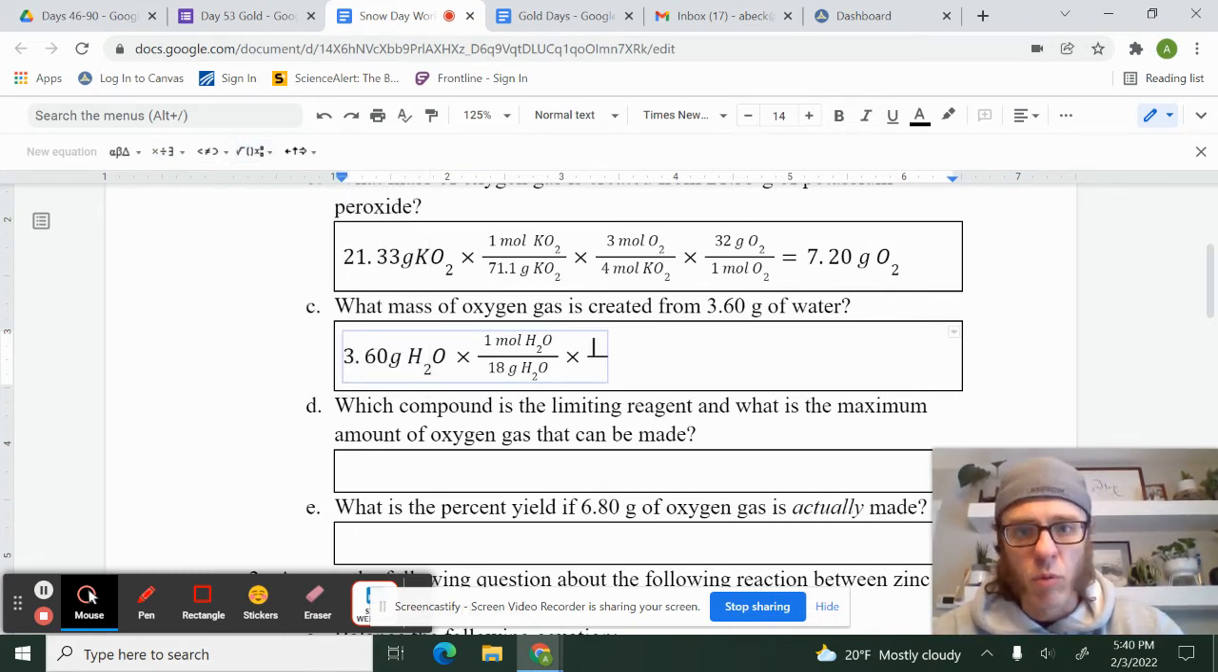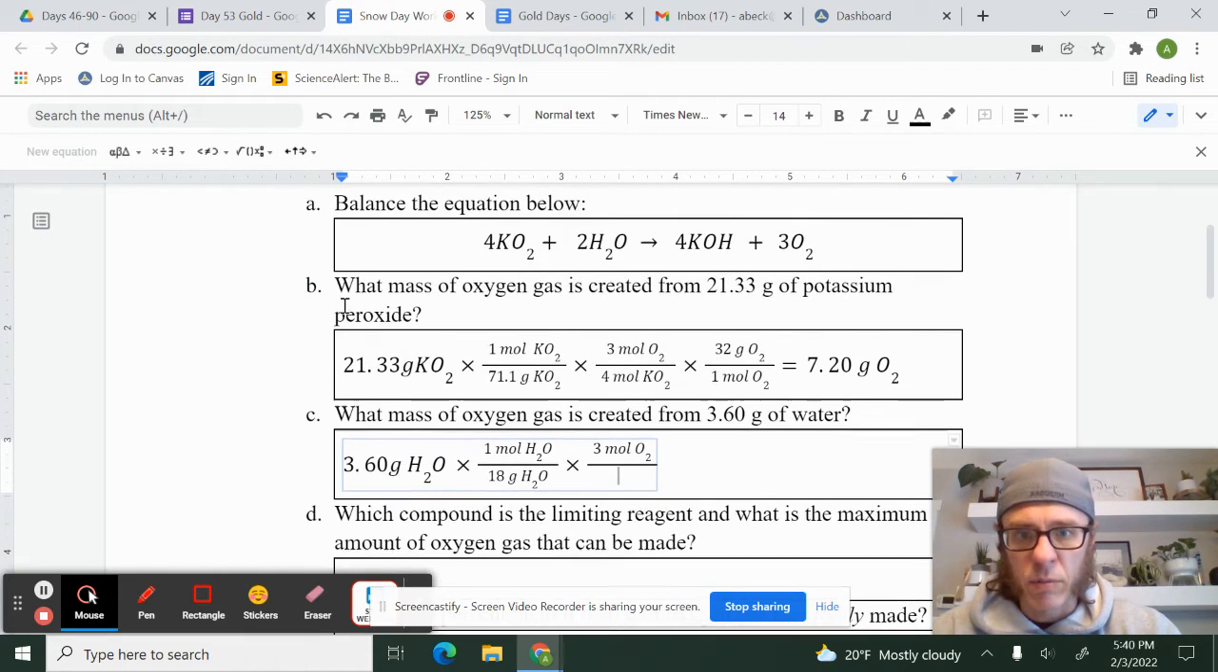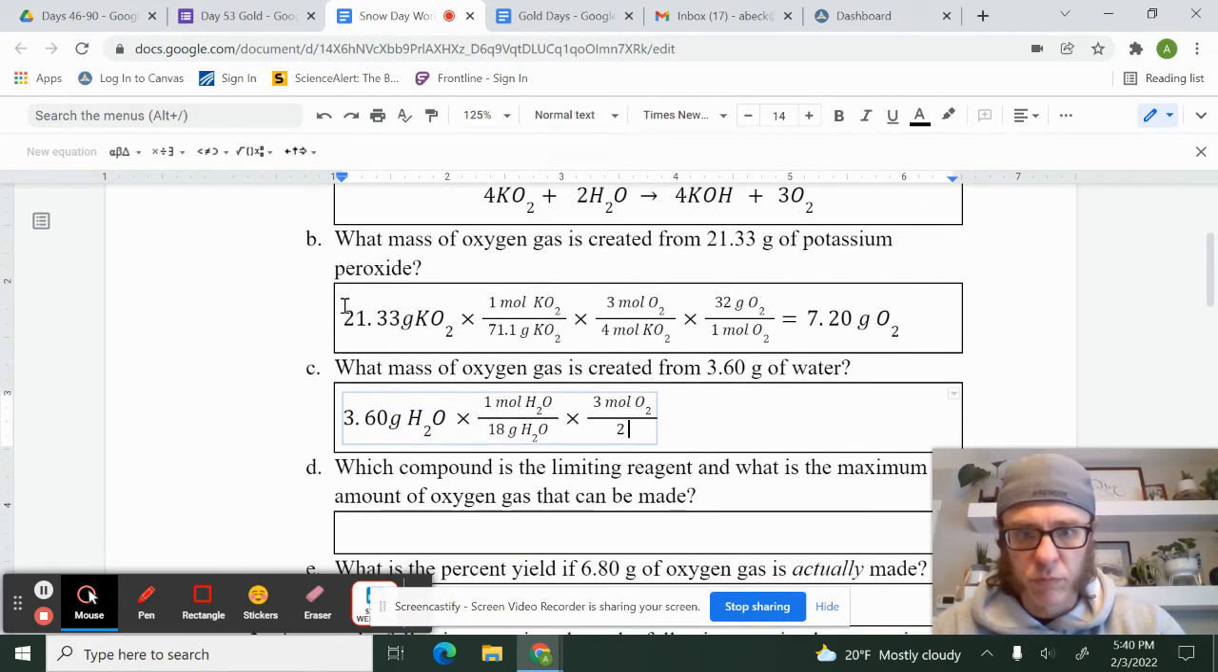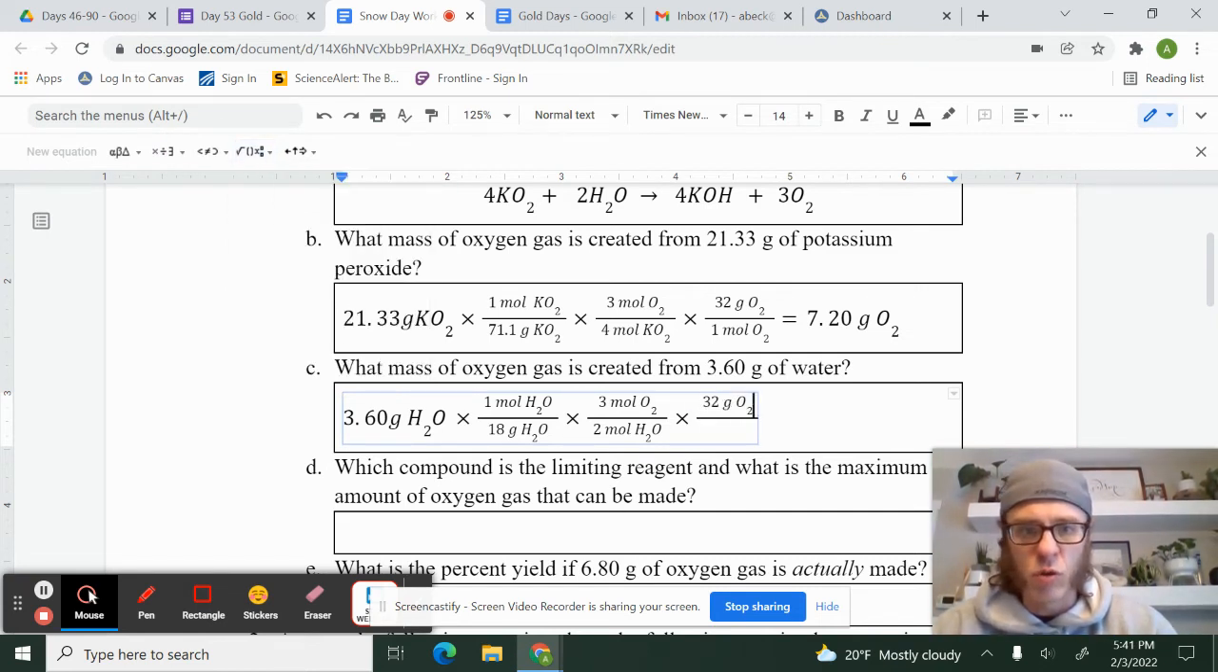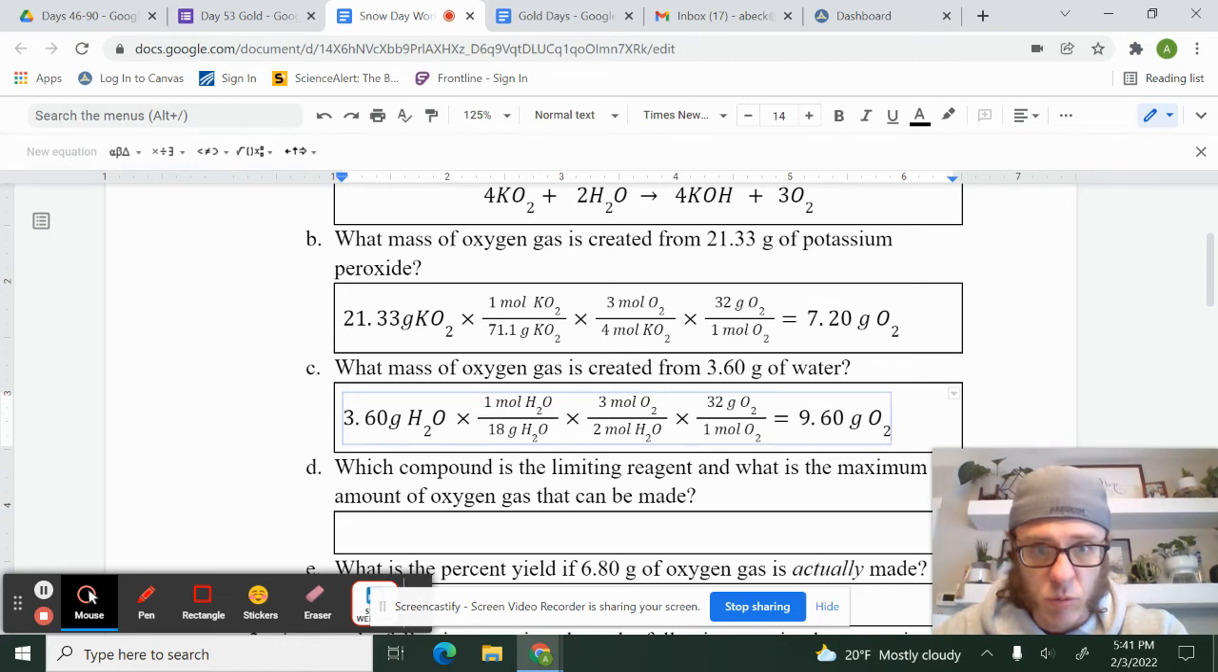Lovely. Now we need our mole ratio. I have 3 moles of O2 per, I forgot here, we're going to zoom back up, 2 moles H2O. Then we're going to multiply this again, get a fraction sign in there. Exciting. We're going to get 32 grams O2 over 1 mole O2. So there's our equation, and when we run through this math, we get 9.60 grams of O2. So now we have our comparison. Those are the 2 situations. I gave you the 2 reactants.